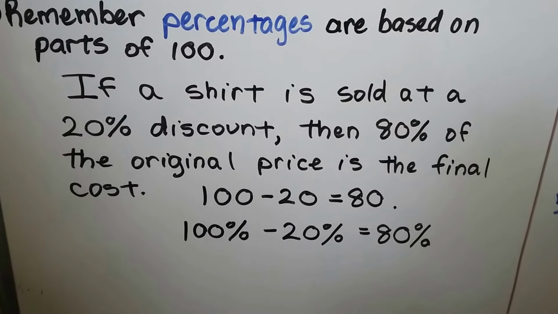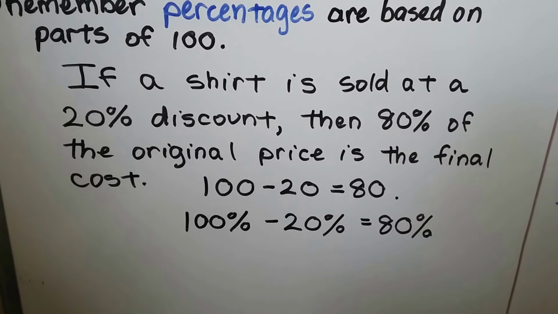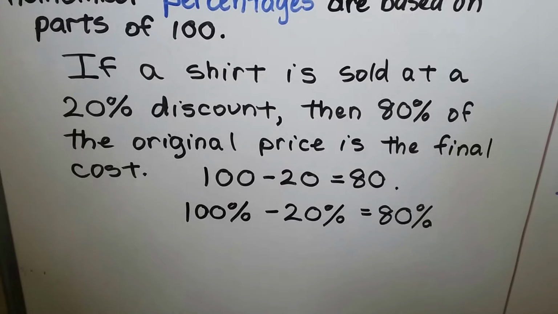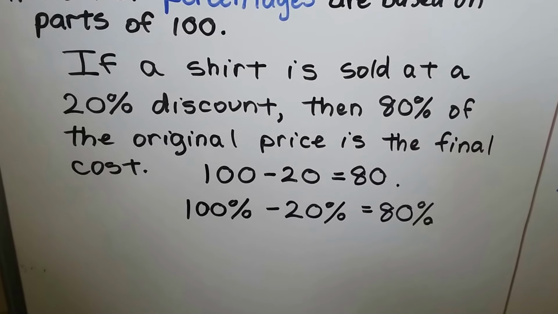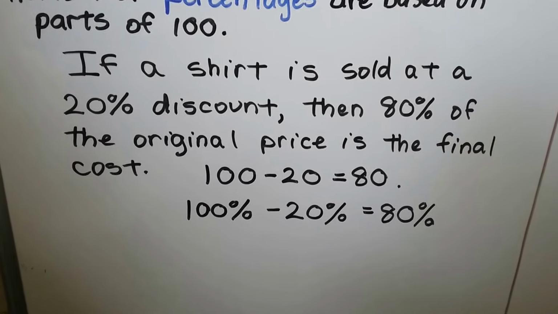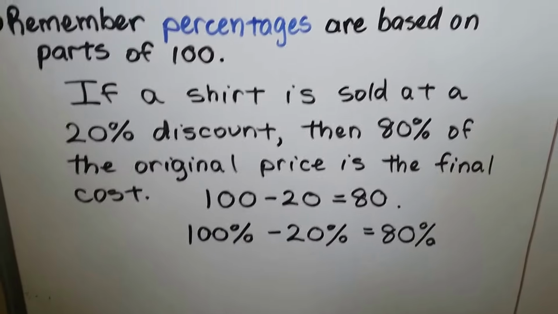If a shirt is sold at a 20% discount, then 80% of the original price is the final cost. We do 100 minus 20 equals 80. 100% minus 20% equals 80%.